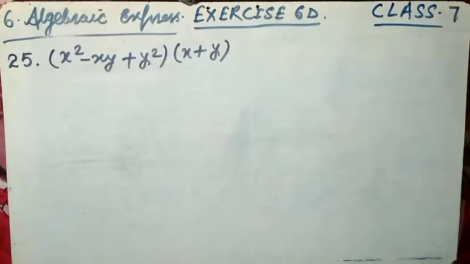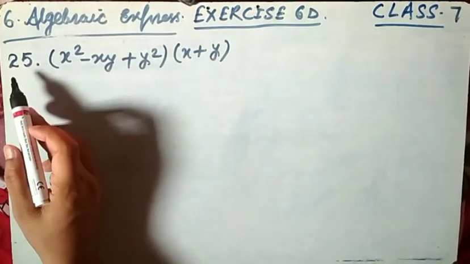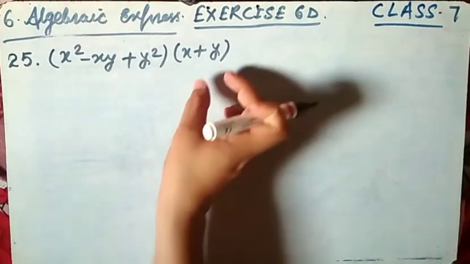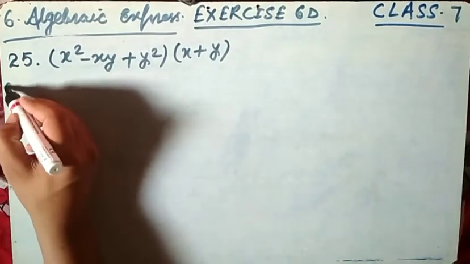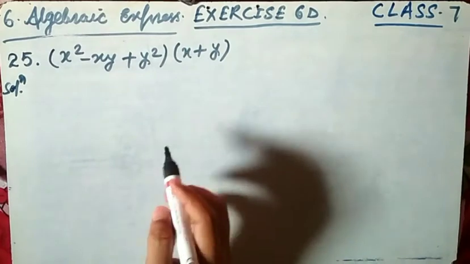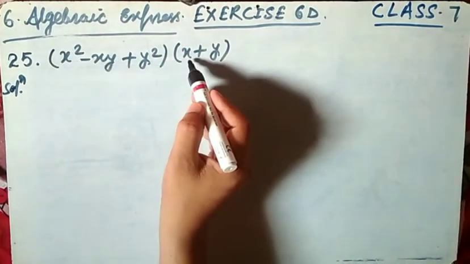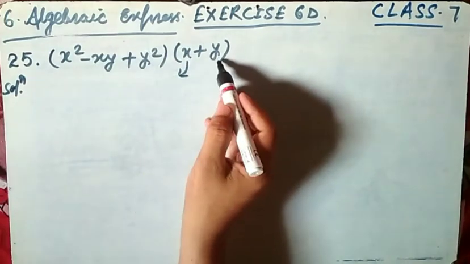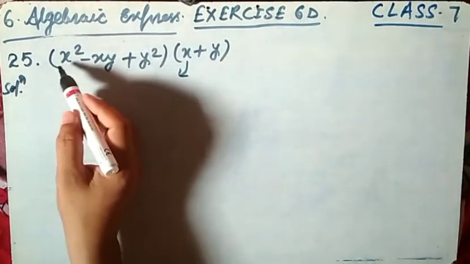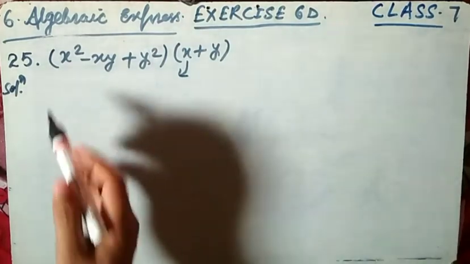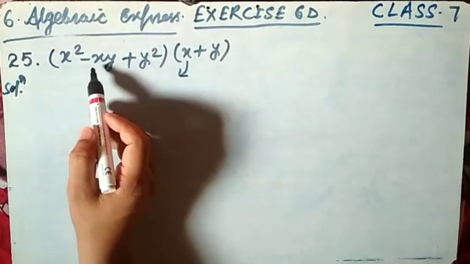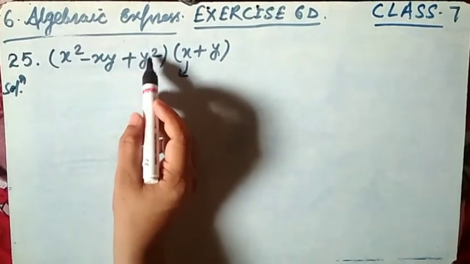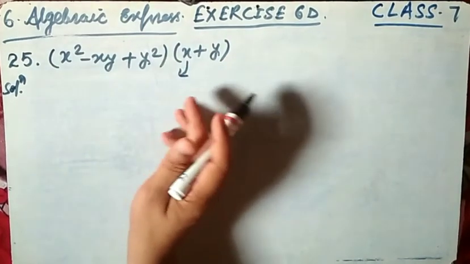Now see, we have taken question number 25, a similar question, where we have to multiply this expression with this one. Write the first solution. First we have to take x squared, which is going to multiply the whole expression, then minus xy is multiplied by the whole, and then plus y squared is multiplied by the whole.